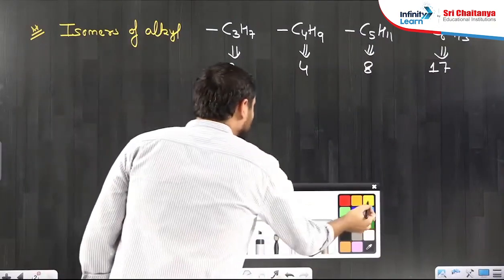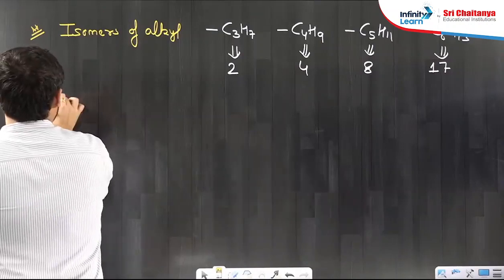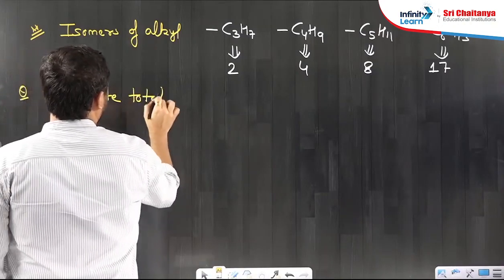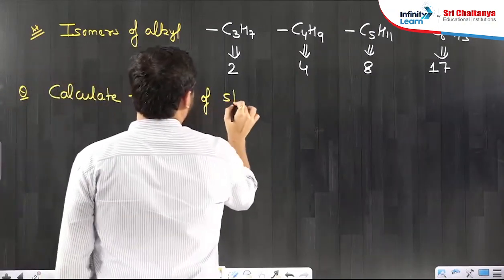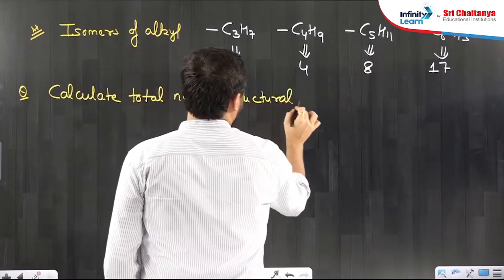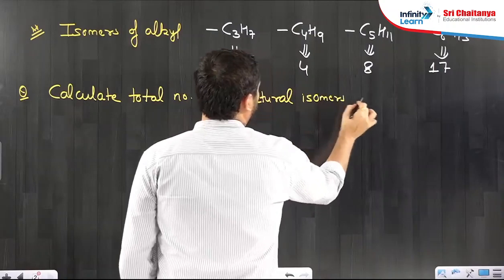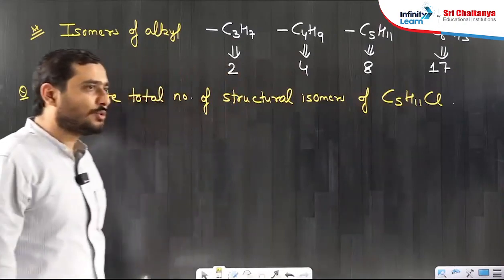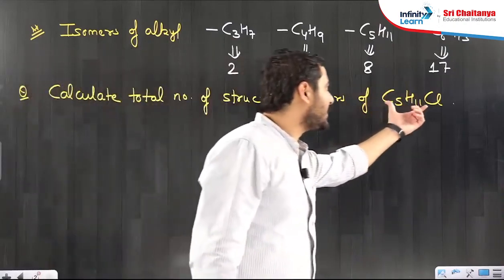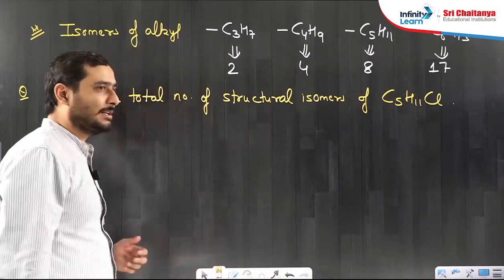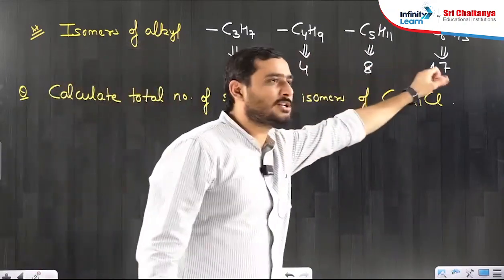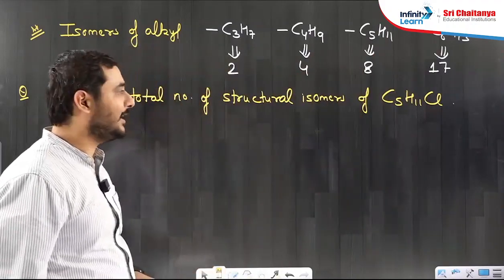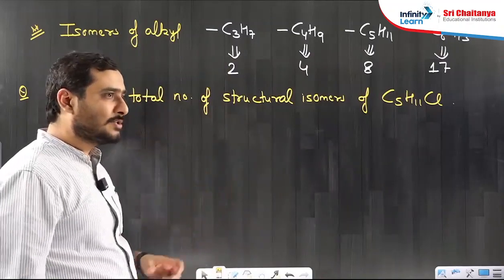Now if we know these, questions will be very easy. If they ask to calculate the total number of structural isomers of C5H11Cl, then if we do not know the isomers of alkyl groups, we would draw all the possible structures for C5H11Cl. First we find the degree of unsaturation, so it will take time.